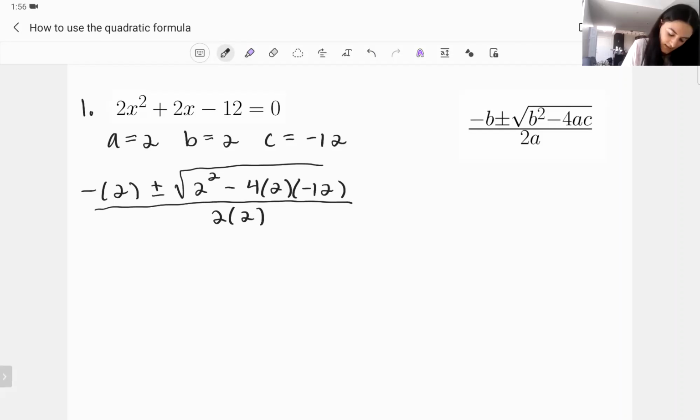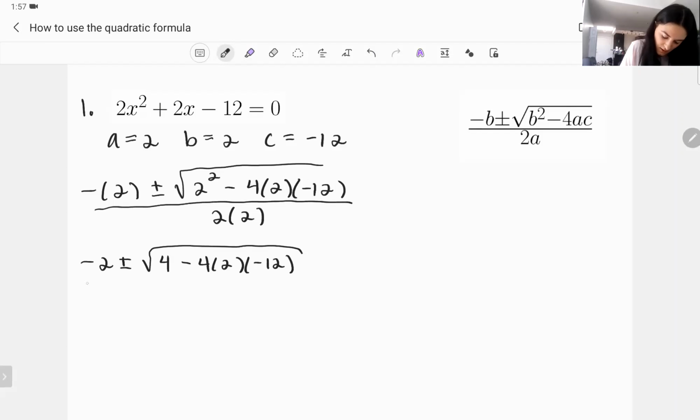Out in the front, we have minus 2 plus or minus the square root of 2 squared, which is 4. So I can write that in, minus 4 times 2 times negative 12. And all of that is over 2 times 2, and 2 times 2 is the same thing as 4. So we can plug that in.